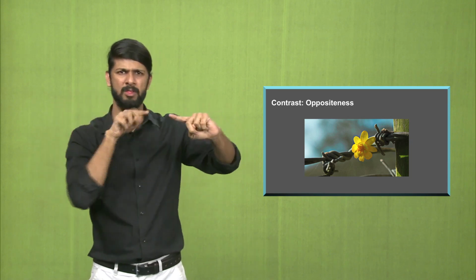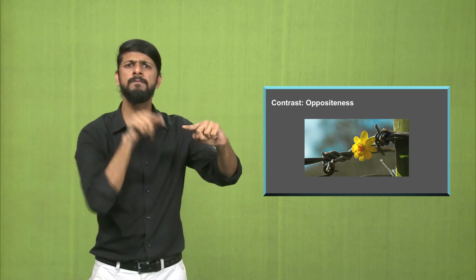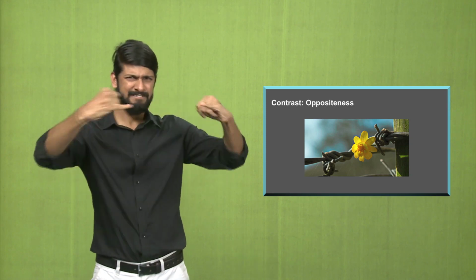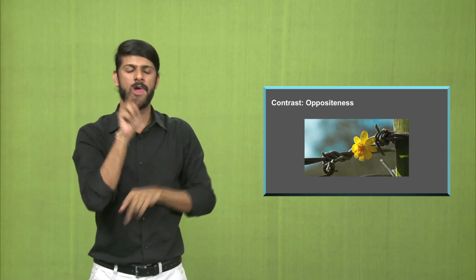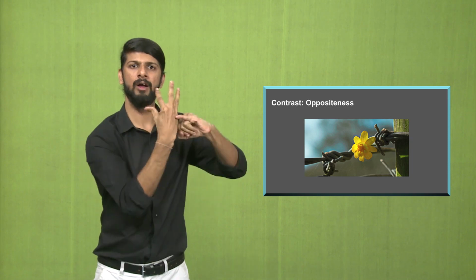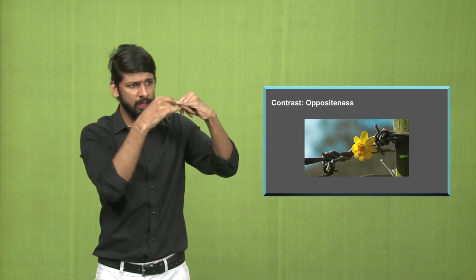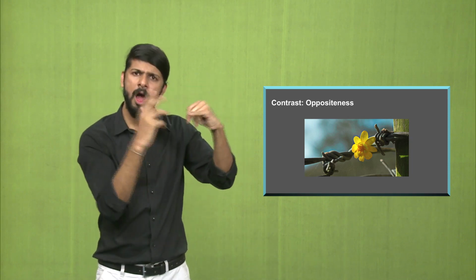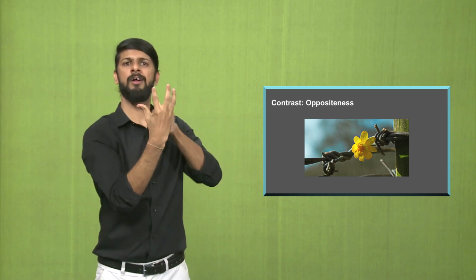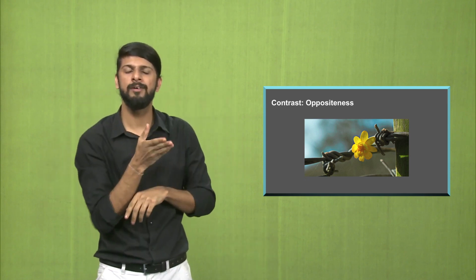Contrast is the kind of oppositeness. So, you can see the barbed wire and a flower in between. Both elements depict opposite things. So, that is the contrast.